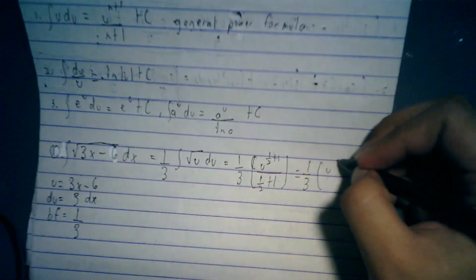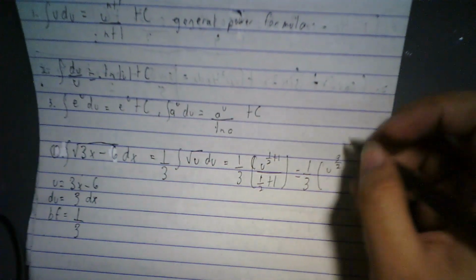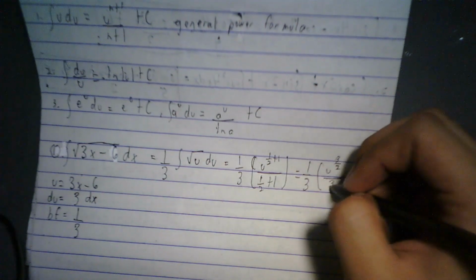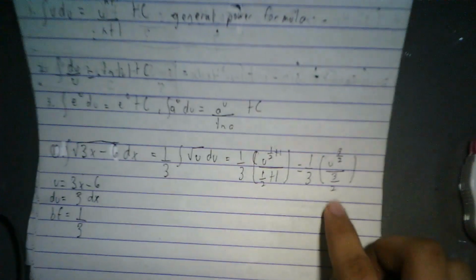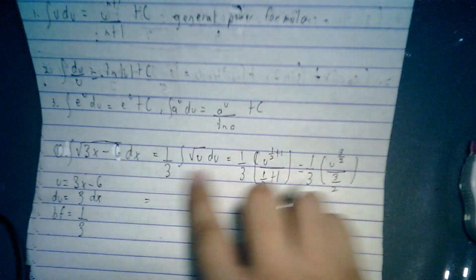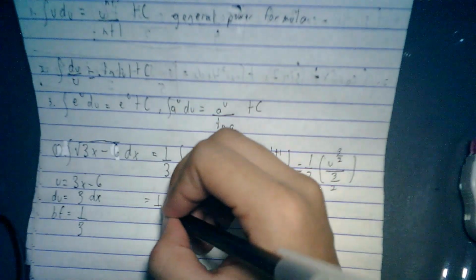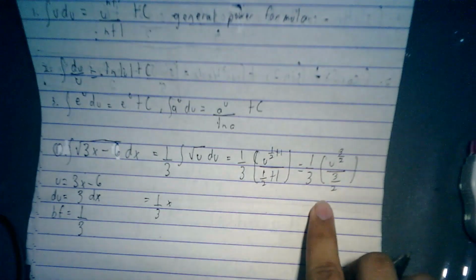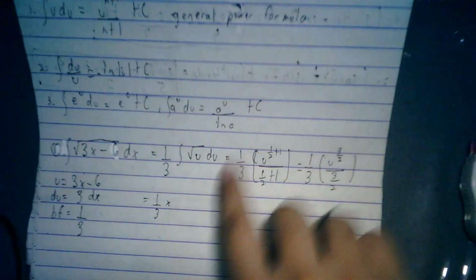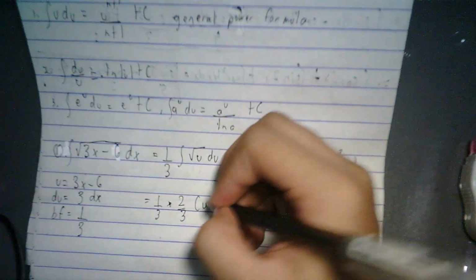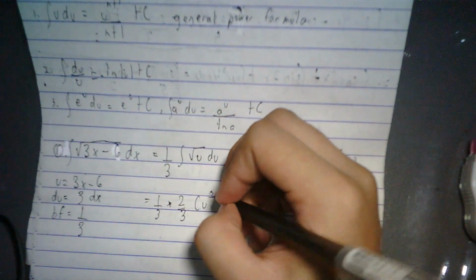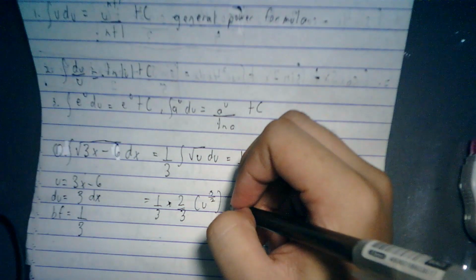So 3 halves over 3 halves. So we need to put the denominator here outside and reciprocal it. Okay, then we put the answer here. 1/3 times 3 halves, reciprocal it will become 2/3. U raised to 3 over 2.